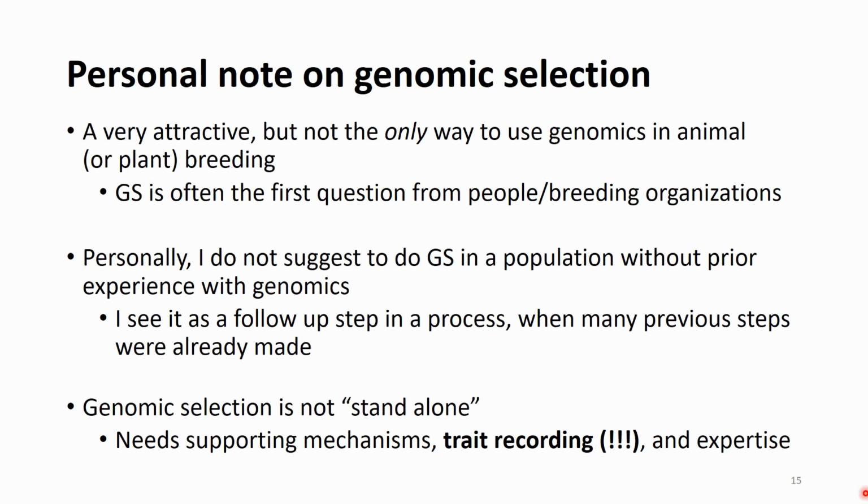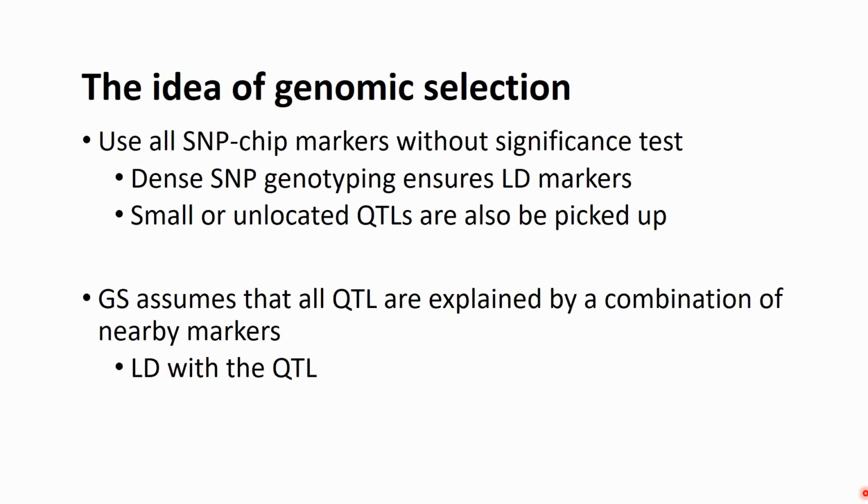Genomic selection itself needs a lot of support, needs certainly organized breeding, trait recording, routine trait recording, because it has to start from somewhere, and also needs people who are tending to it. But back to the idea of genomic selection itself. So basically what we do is we use these SNP chips, and all these SNP markers from the SNP chip without any significance test.